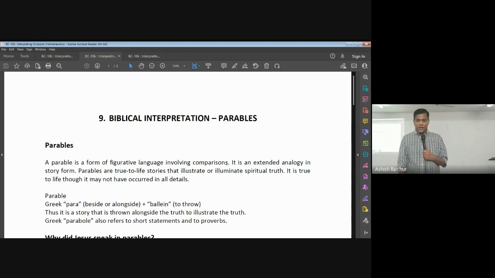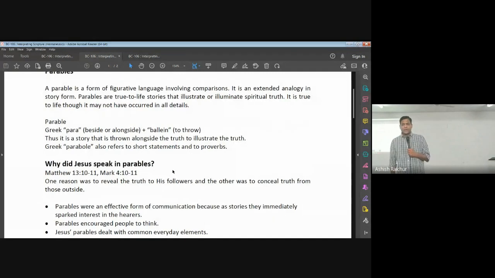So what are parables? The literal word, para, means beside or alongside. Let me put it like this: you're throwing two stones. Along with the story, you're also passing on truth. You're throwing it together. You're communicating a story, but in the story there's also truth. So you're throwing it alongside, putting it together: the story plus truth. It's not just the story you want people to hear. You want people to understand the truth that the story is actually pointing to.